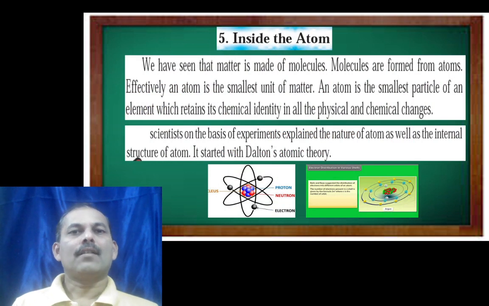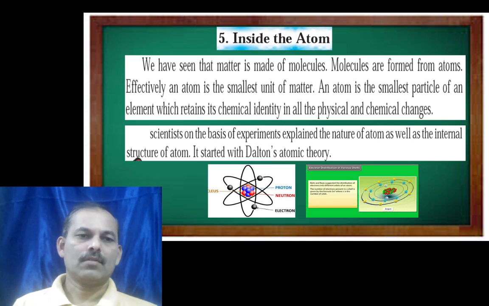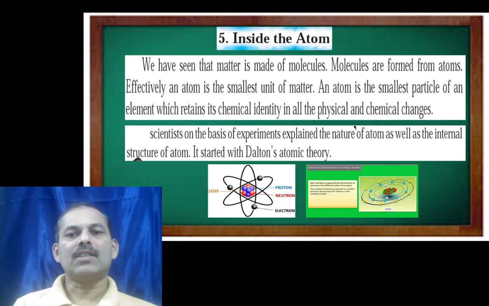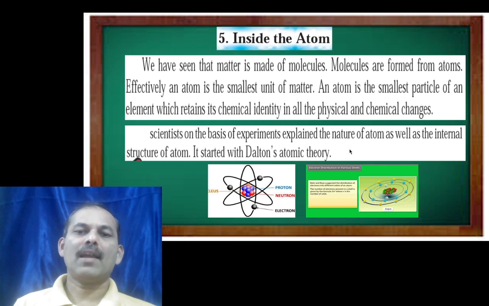We have seen that matter is made up of molecules. Molecules are formed from atoms. Effectively, an atom is the smallest unit of matter. An atom is the smallest particle of an element which retains its chemical identity in all the physical and chemical changes. Scientists, on the basis of experiments, explain the nature of atom as well as the internal structure of atom.